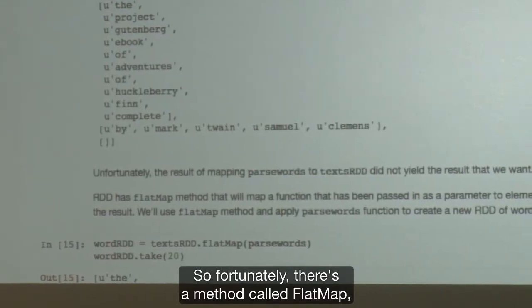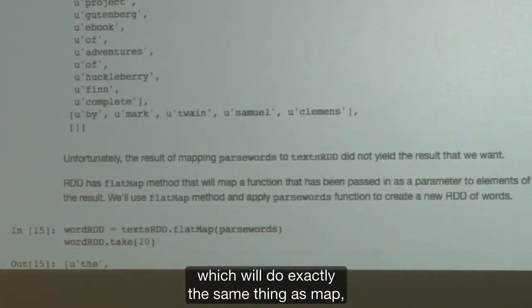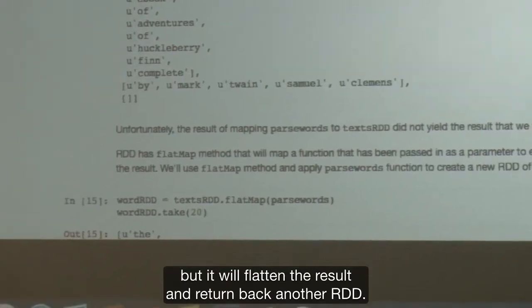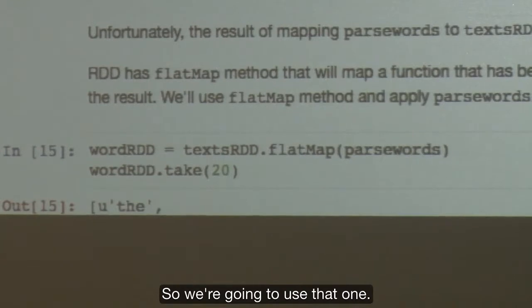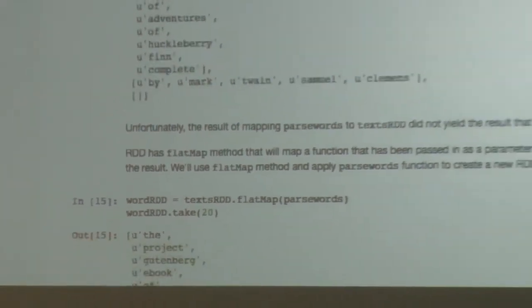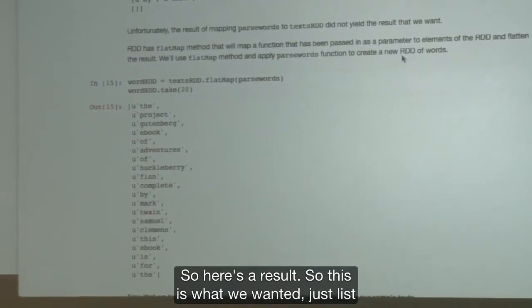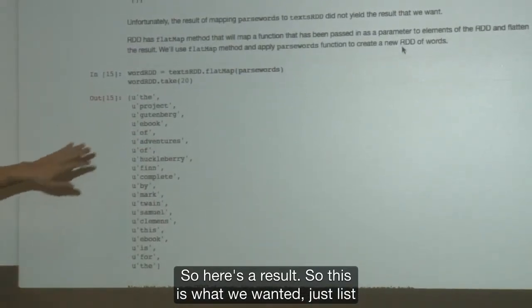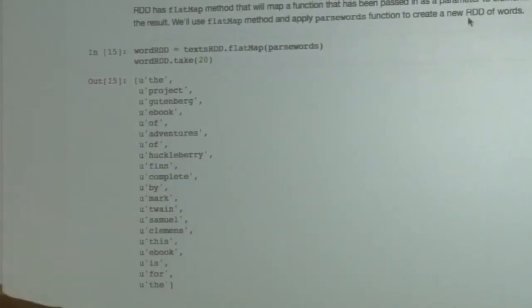Fortunately, there's a method called flatMap, which will do exactly the same thing as map, but it will flatten the result and return back another RDD. So we're going to use that one. Here's the result. This is what we wanted, right? Just an RDD, a collection of words.